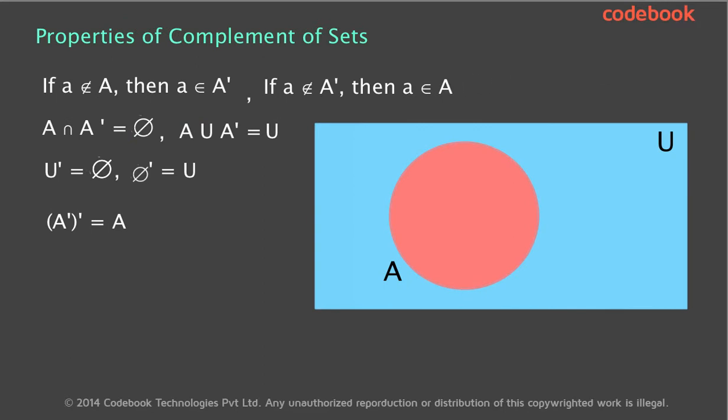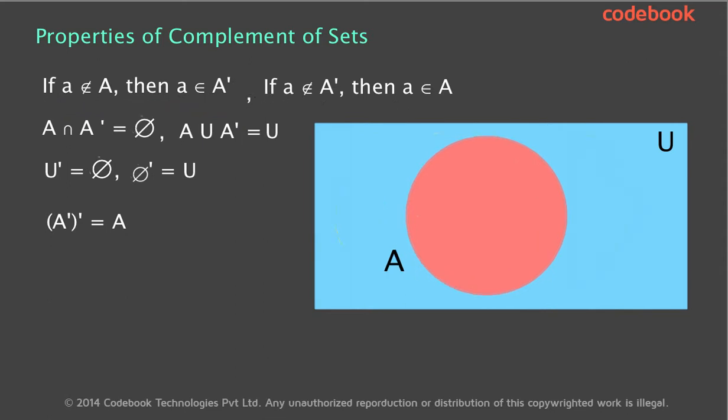Let's look at a few properties of complements of sets. If small letter a does not belong to the set A, then it belongs to the set A complement. Any element that does not belong to the set A is a part of the set A complement. That's essentially what this line is stating. Similarly, if a does not belong to the A complement set, then it has to belong to the set A.